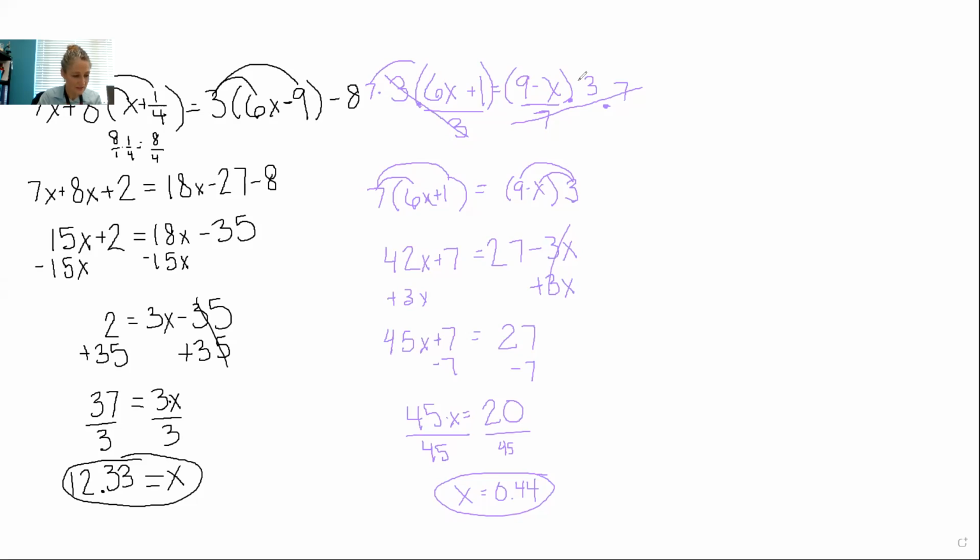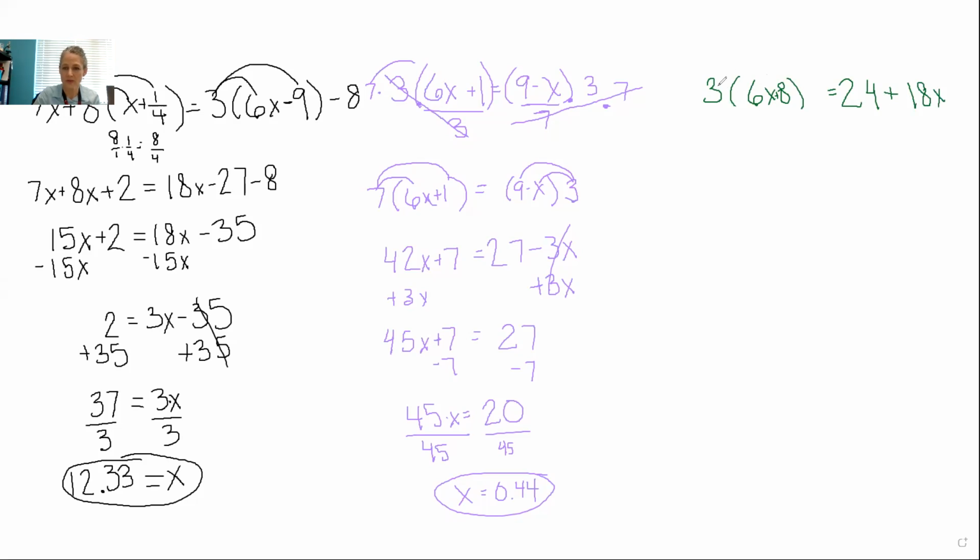All right, so the last one we're going to do is we're going to do one like this. We're going to have 3 times 6x plus 8. Excuse me. Oh, there's a plus sign. It would help if I wrote these correctly. Equals 24 plus 18x.